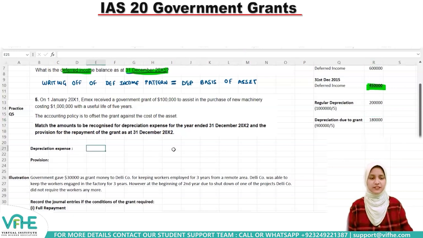So, depreciation expense is standing at 180,000. And my provision for repayment is going to stand at nil. Zero amount. Because as such, I have not breached anything for which I need to set off or I need to create a provision for repayment. Alright.